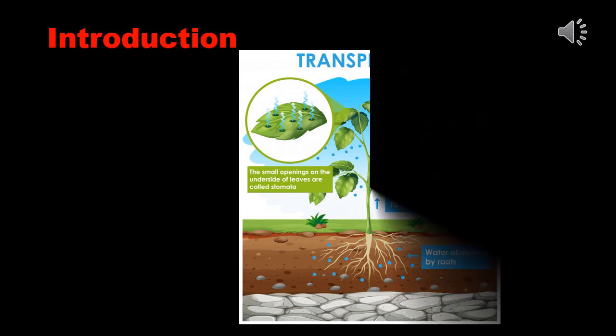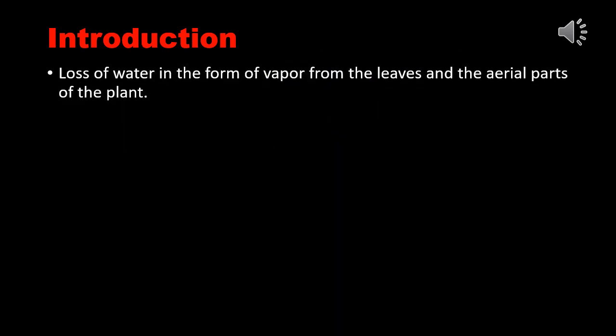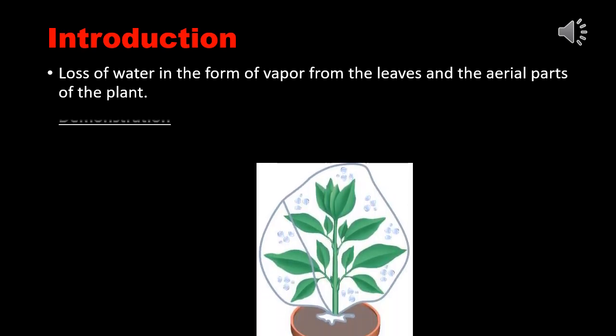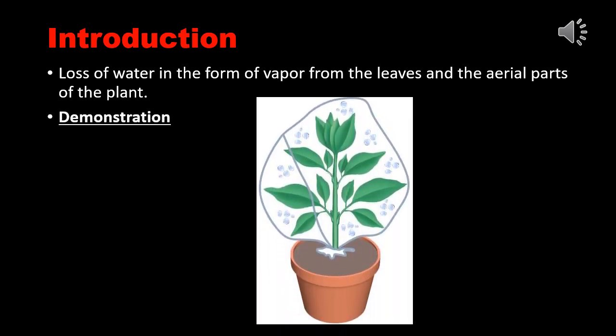Then what happens to the remaining water? The rest of it is almost lost to the atmosphere as water vapor. So loss of water from the leaf surface in the form of water vapor is called transpiration. So let us define transpiration. Transpiration is the process of loss of water in the form of water vapor from the leaves and the aerial parts of the plant. Here is an activity to demonstrate transpiration.